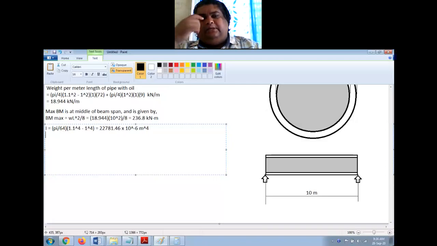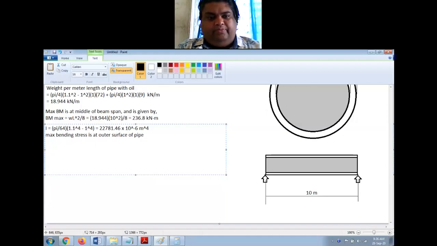Now, since it is a circular cross section, it is symmetric about both the sides, above and below the neutral axis. So maximum bending stress is at the outer surface of the pipe, where y is equal to d by 2, right?